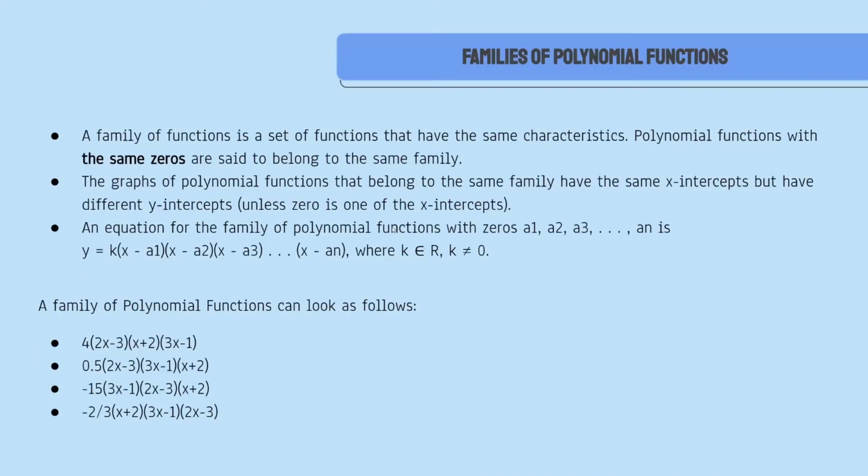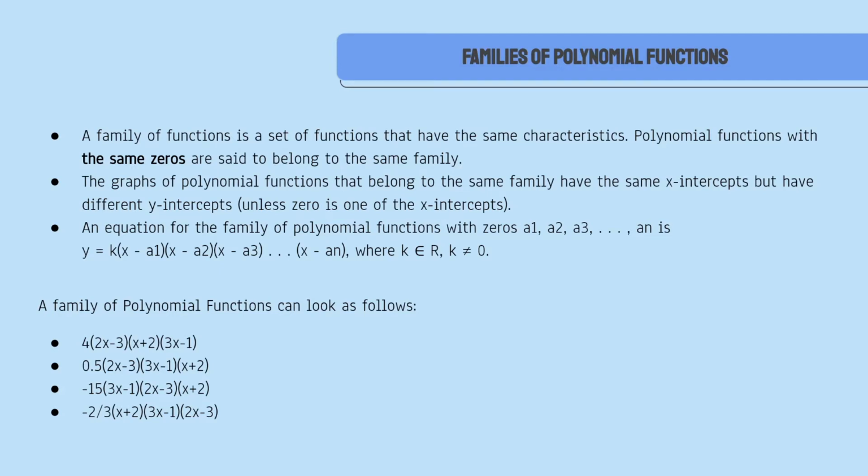So, what are families of polynomial functions? Well, first of all, a family of functions is a set of functions that have the same characteristics. Polynomial functions with the same zeros are said to belong to the same family. The graphs of polynomial functions that belong to the same family have the same x-intercepts, but may have different y-intercepts, unless 0 is one of the x-intercepts.